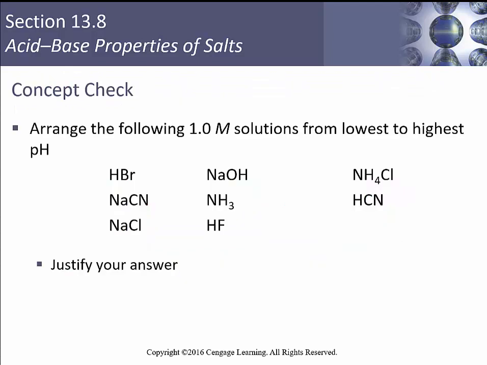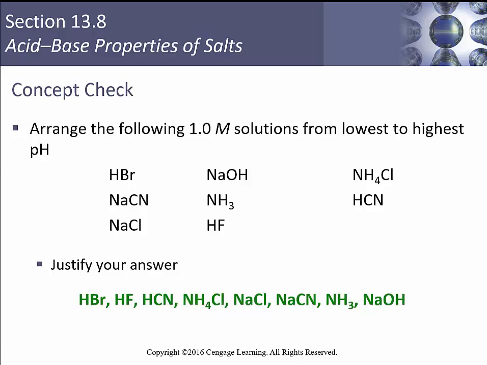All right, so let's do a quick concept check here. We're going to arrange the following 1 molar solutions from the lowest to the highest pH. All right, pause, give yourself a second, and let's think about this. Okay, welcome back. So our answers are going to be HBr, HF, HCN, NH4Cl, NaCl, sodium cyanide, ammonia, and sodium hydroxide.